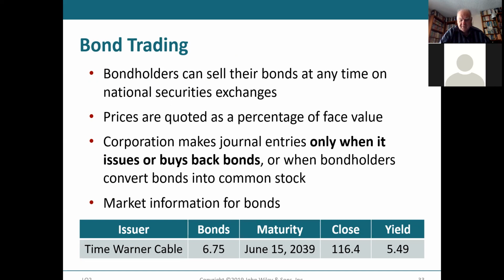Market information for bonds. They're showing you that this bond here closed at 116.4. That means it rose in value since it was introduced at 100. The yield is 5.49 right now. So the bond originally was the 6.75% interest. You are going to continue to pay that. That's the stated rate. But the yield has come down because the price of the bond went up. The price of the bond went up, so that 6.75 calculates to a smaller yield.